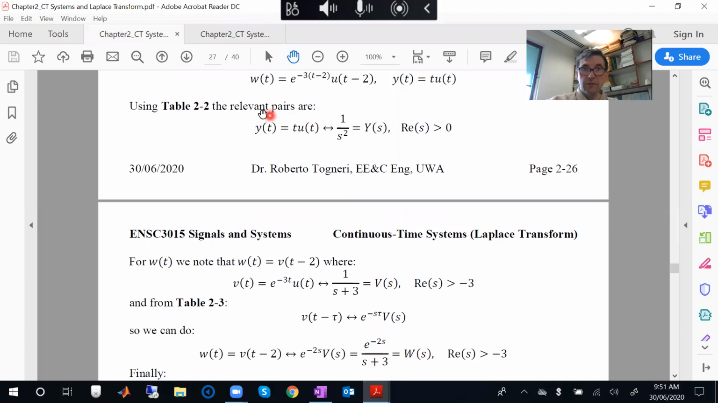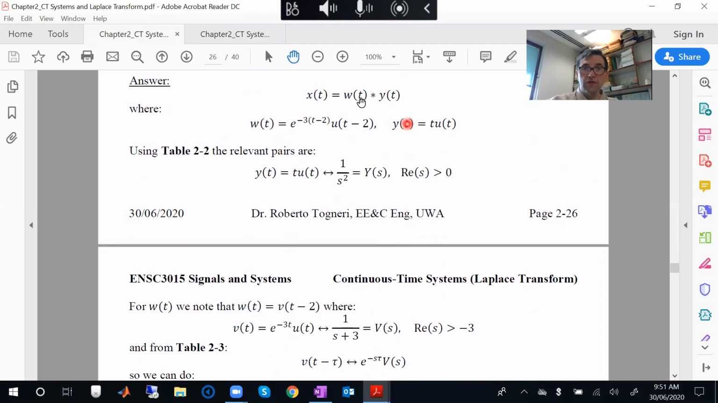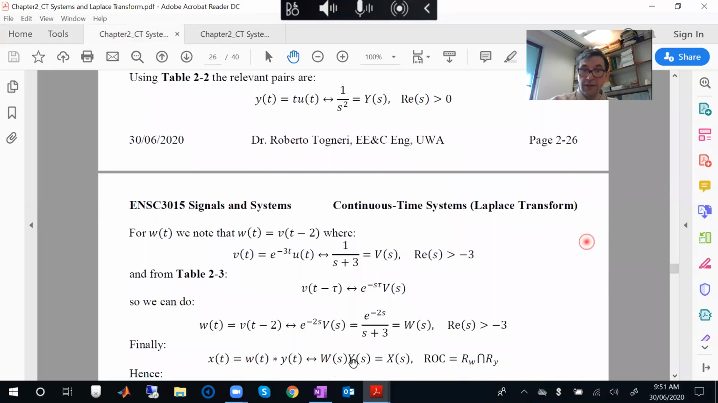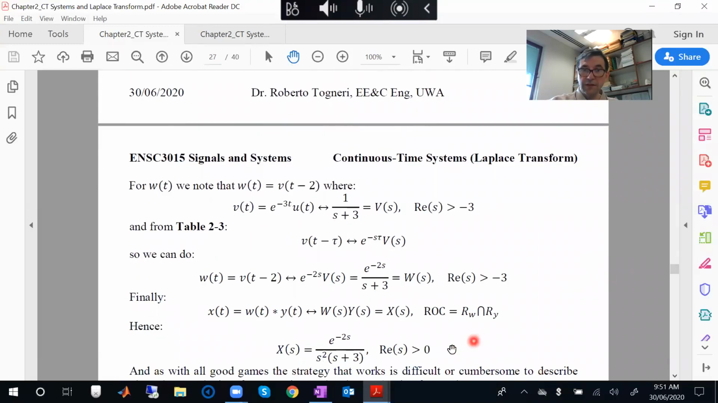So we got the Laplace transform of W, which is this. The Laplace transform of Y, which is this. We know that the 2 are convolved. And we know from the convolution property, convolution in the time domain is multiplication in the S domain. So that means we should be multiplying this by that. And indeed, that's what we do.